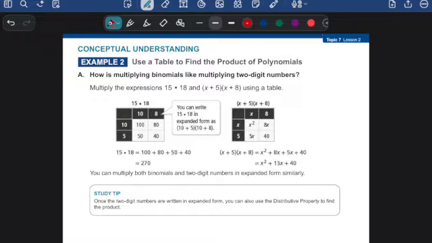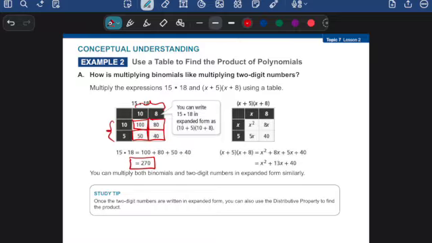Example 2, we can use an area model also, just like we do with multiplying two-digit numbers. So if we multiply 15 times 18, we can decompose it and break it down. And so I said 15 is just 10 plus 5, and 18 is just 10 plus 8. Okay, and so now I have this area model that I can fill out. What's 10 times 10? It is 100. What's 10 times 5? It is 50. 8 times 10 is 80, and 8 times 5 is 40, and then we add up all of those partial products, and we get 270.